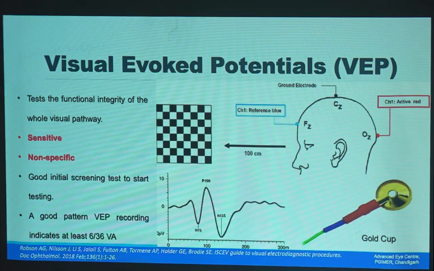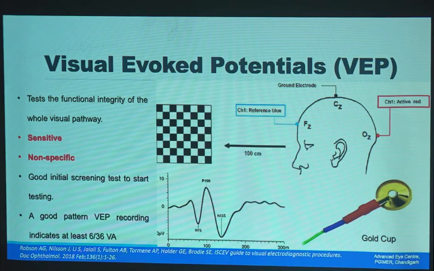It is a good initial screening test to start with, and a good pattern VEP recording tells you that the patient has at least something around 6/36 visual acuity. So pattern VEP, again we are doing it undilated, and for all the pattern tests we are using a monitor to stimulate the patient, while for all the full field tests we are looking at a Ganzfeld, something like your visual field testing module, which tests your whole field.